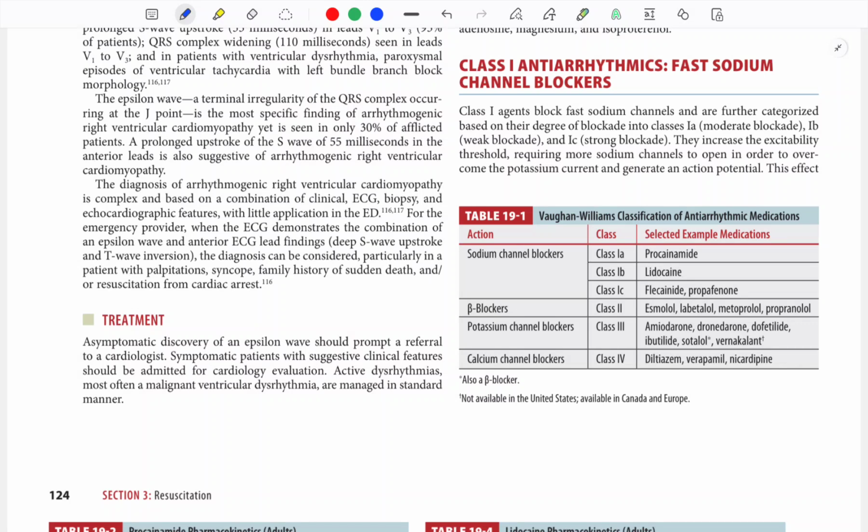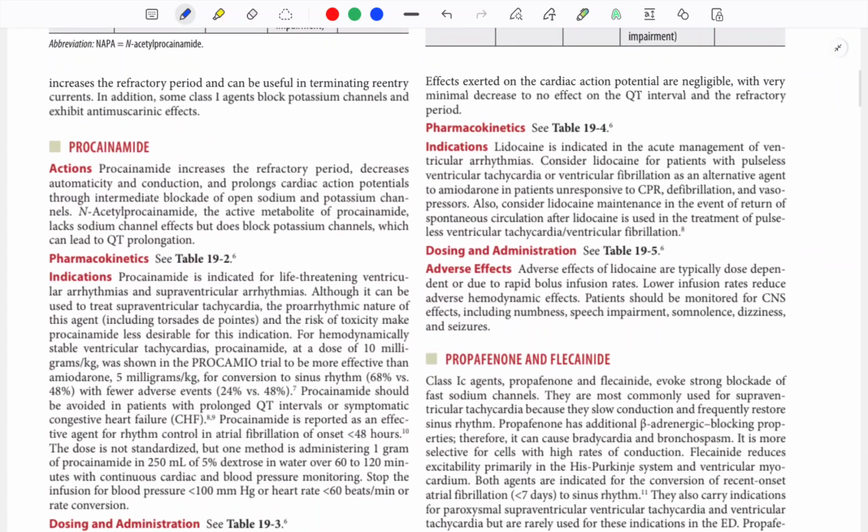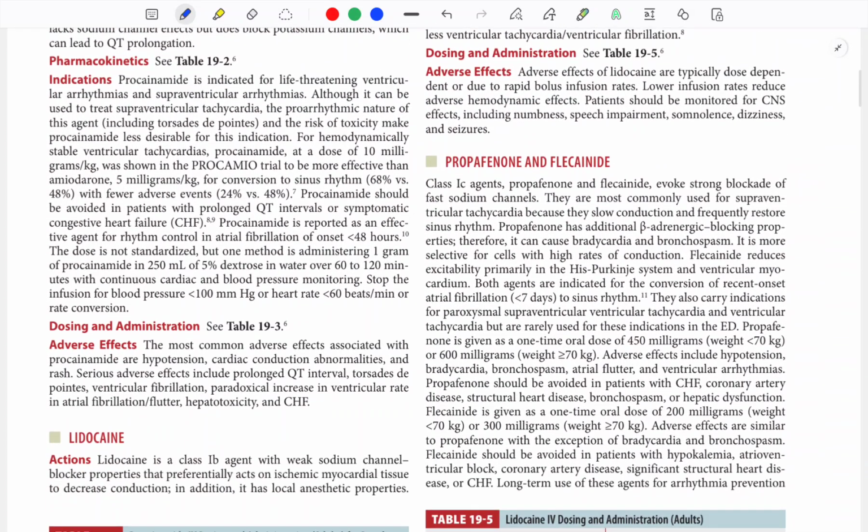Class 1A prolongs action potential. Lignocaine, pharmacokinetics. It has hepatic metabolism, excreted in urine. Half-life is 30 minutes. Onset is 45 to 90 seconds. Duration is 10 to 20 minutes.